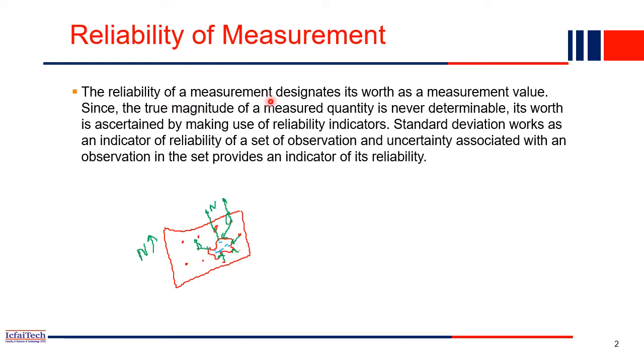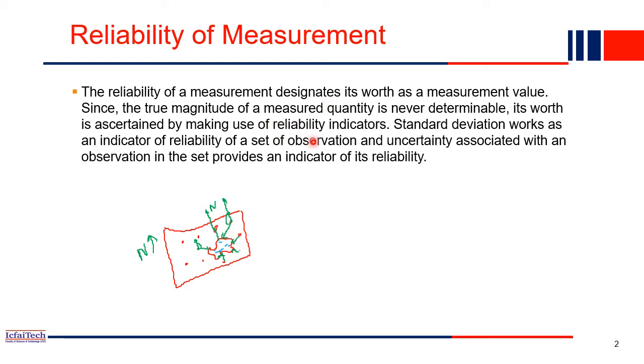The reliability of a measurement is designated as its oath as the measurement value. Whatever measurement we have taken, whether it is really good or not, we call that reliability. Since the true magnitude of the measurement quality is never determinable, its oath is assessed by making use of reliability indicators. What the actual true length on the field is, we never know, right? That is our main objective, to find out the distance. The true, original value we never know exactly, so what we do is find these reliability indicators.